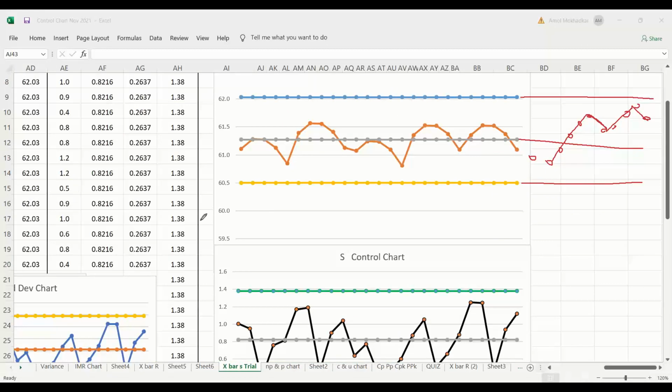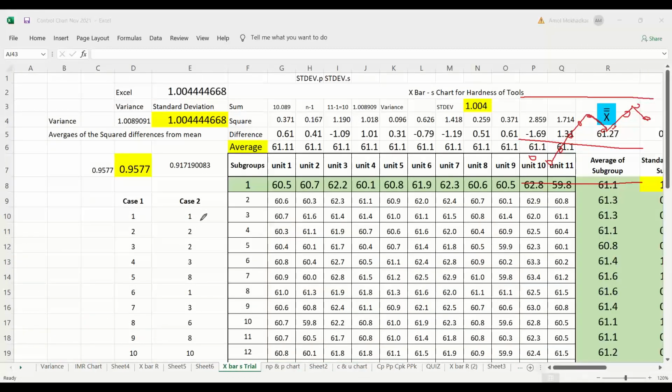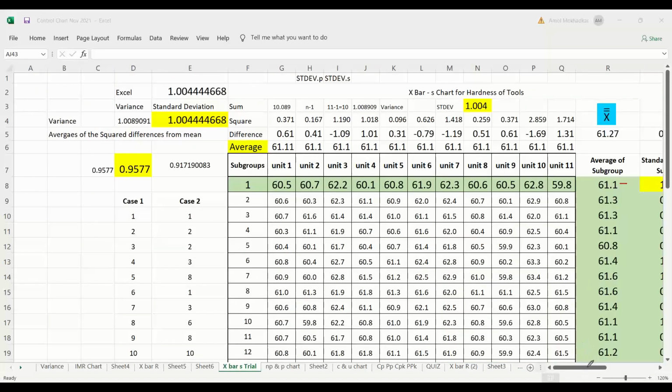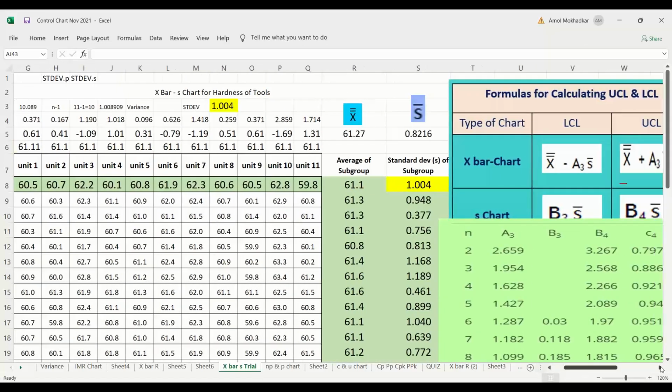Yeah. So this is how we have prepared the X bar R chart. You calculated the averages of the entire data. Sorry. You calculated the averages of the entire data. Then you calculated the standard deviation.